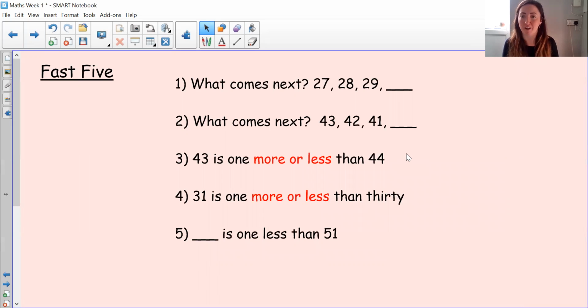Okay, let's start with our fast 5 questions. So pause between each question to jot down your answers, and then we'll go over them after we've looked at all 5. So number 1, what comes next? Look at the sequence of numbers and decide which number comes next.